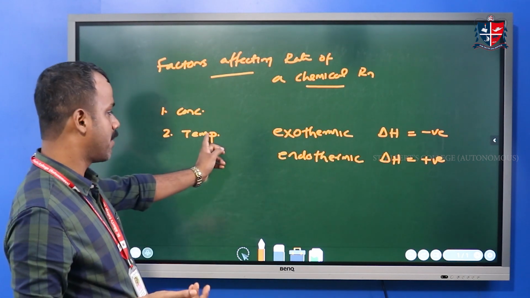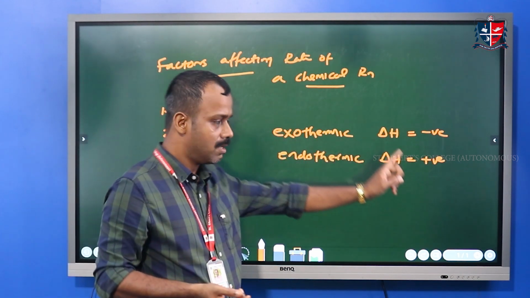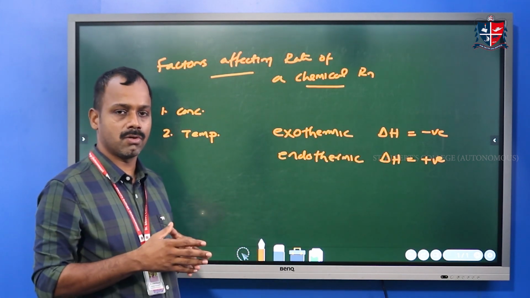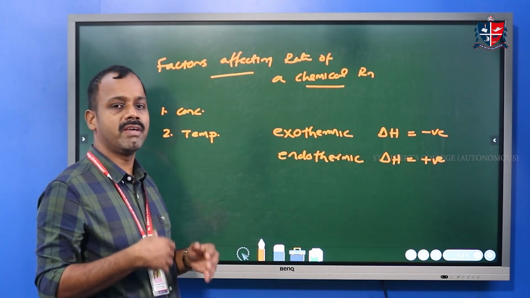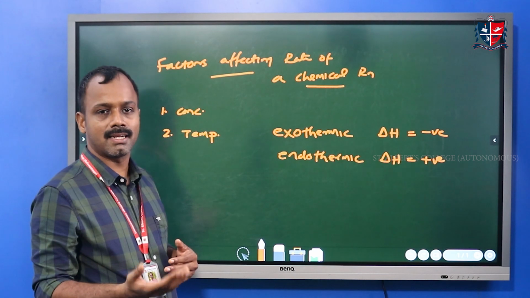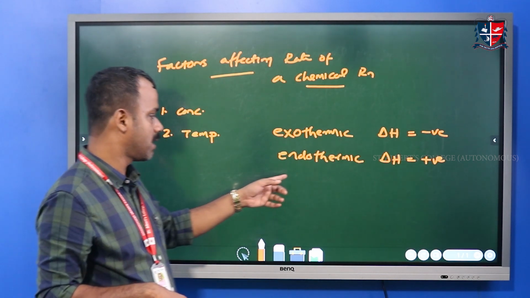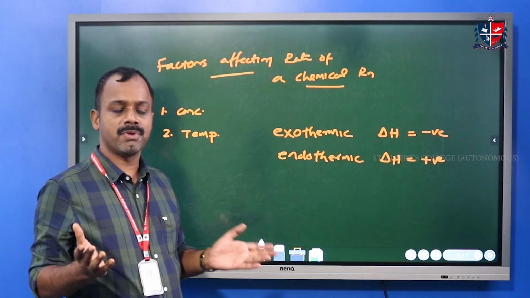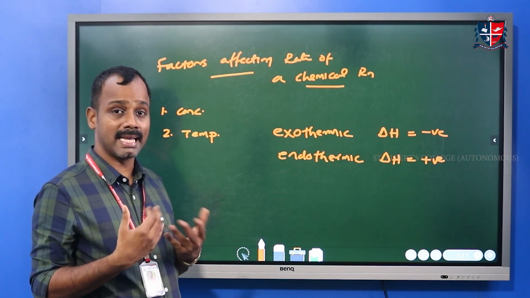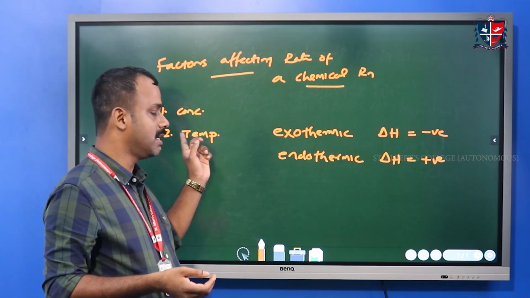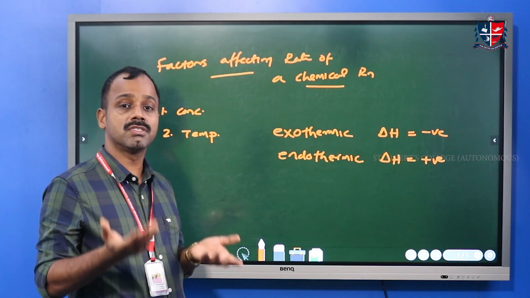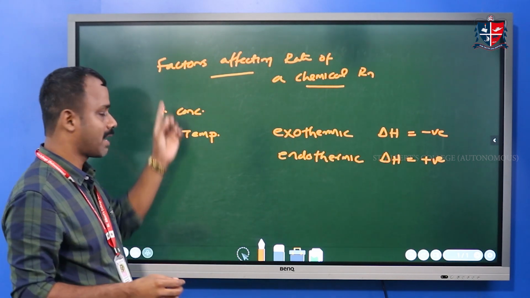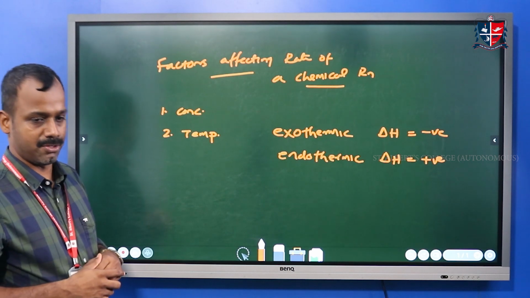So the rate of a chemical reaction depends on temperature. In the case of exothermic reaction, the heat energy is liberated, so no heat is required. So if we increase the temperature, what happens? The reaction rate decreases. Whereas in the case of endothermic process, it absorbs energy from the surrounding, so it requires heat. So if we increase the temperature, it furthers the reaction. The rate of the reaction increases. So the rate of a chemical reaction depends on temperature.